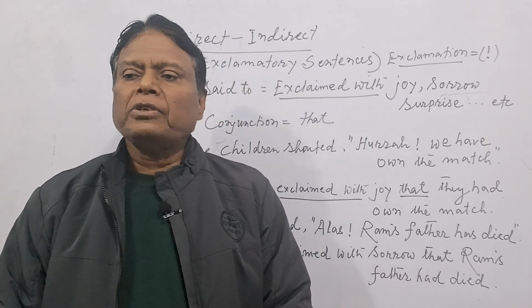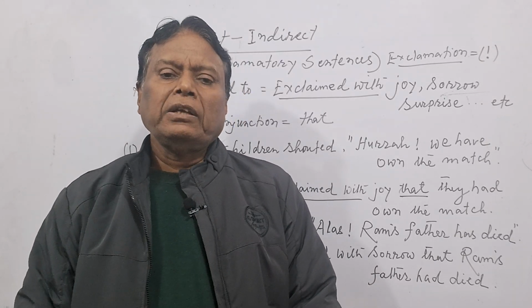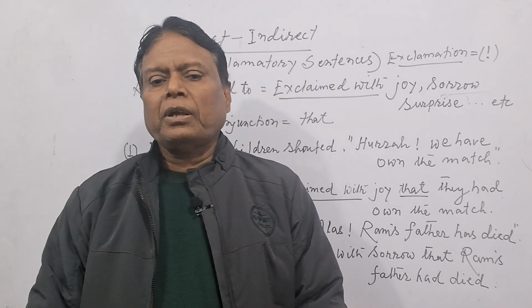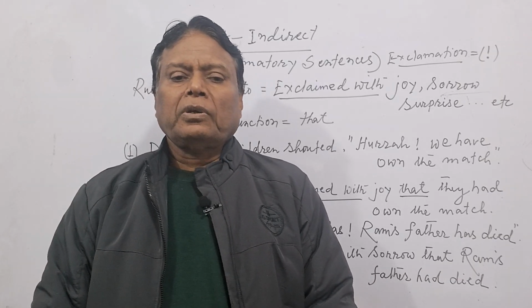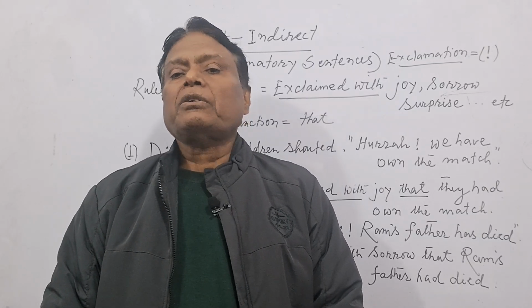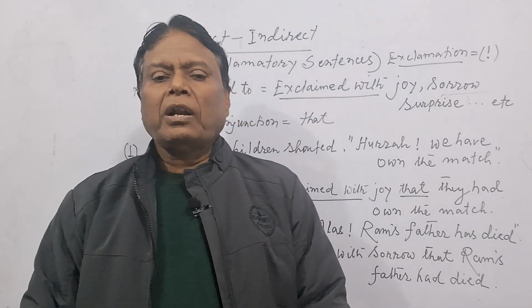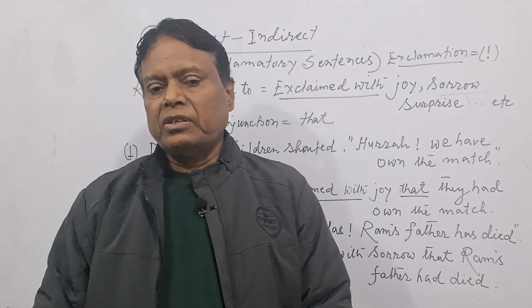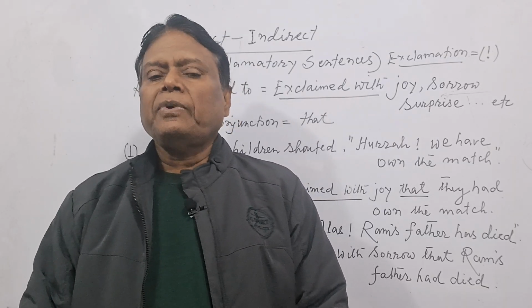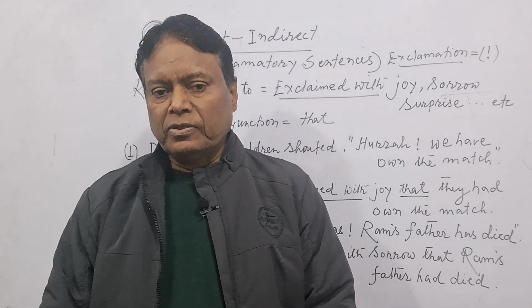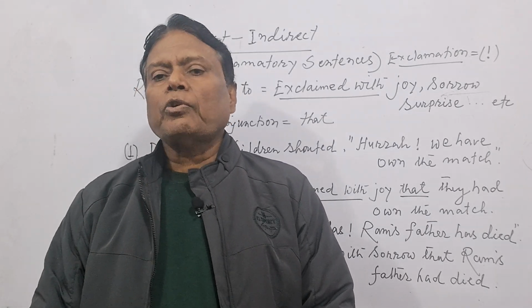In the previous two classes we already completed our assertive sentences, that is affirmative and negative. Thereafter, imperative sentences, then interrogative sentences, and two are left, that is your exclamatory sentences and optative sentences. Overall, 5 different types of sentences are there that we convert into indirect speech. And earlier also I told you these things.